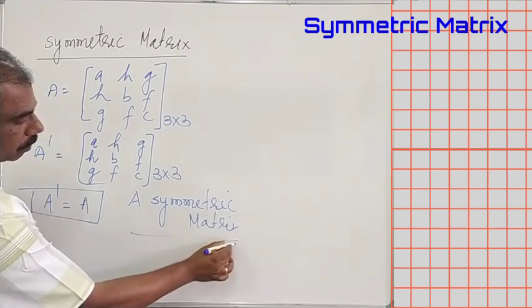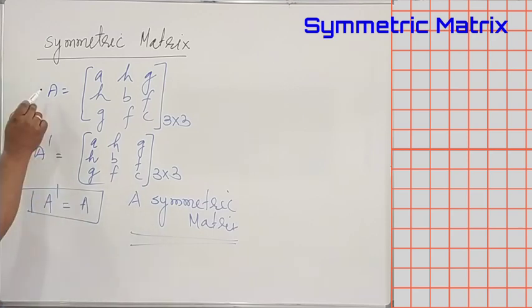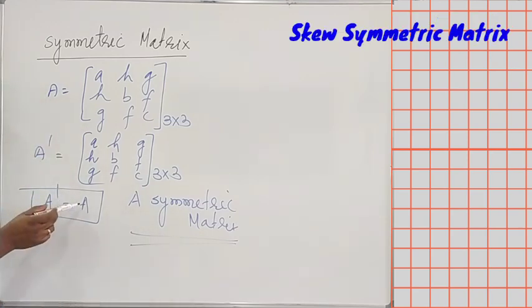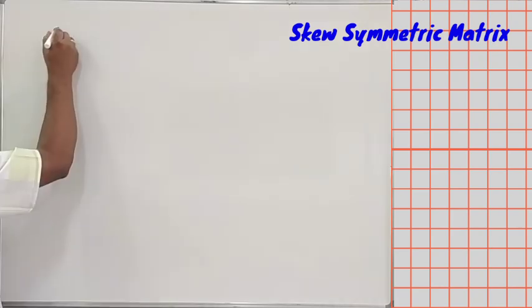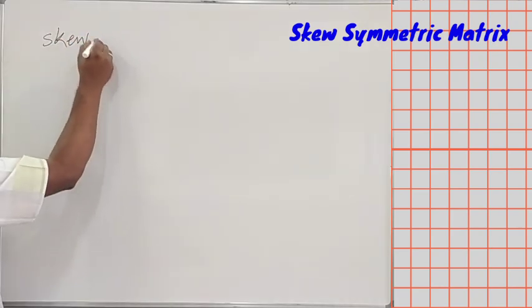So what do we mean by a symmetric matrix? A is said to be a symmetric matrix if A transpose is equal to A itself. Skew-symmetric matrix.